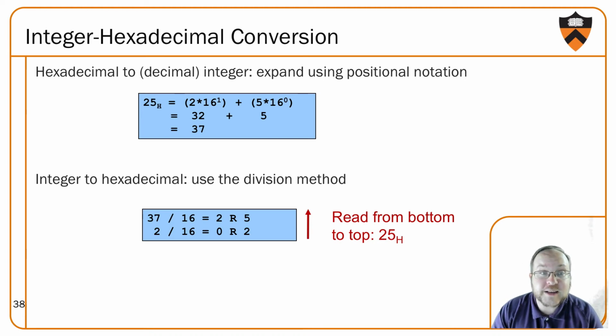For going the other way, decimal to hex, we can use the division mechanism that we showed in binary, but instead of dividing by 2, we're going to divide by 16. So 37 div 16 is 2, remainder 5. Then we've got 2 div 16 is 0, remainder 2. We read bottom to top, and we end up with 2, 5.